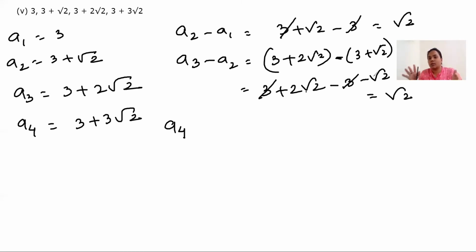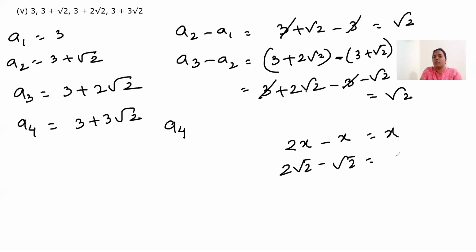Whenever we are adding or subtracting these irrational numbers, the square root numbers, we take these square root numbers as variables like x or y. So when we subtract 2x minus x, what answer do we get? We get x. In the same way, 2 root 2 minus root 2 will be equal to root 2, or I can write it as 1 root 2. 1 root 2 and root 2 are the same.